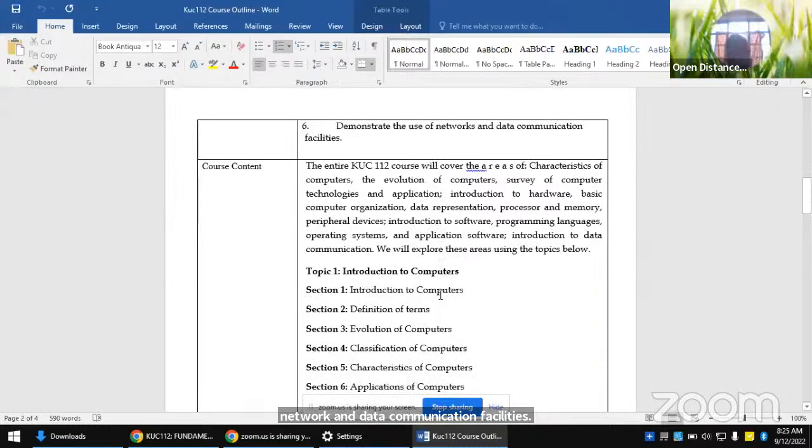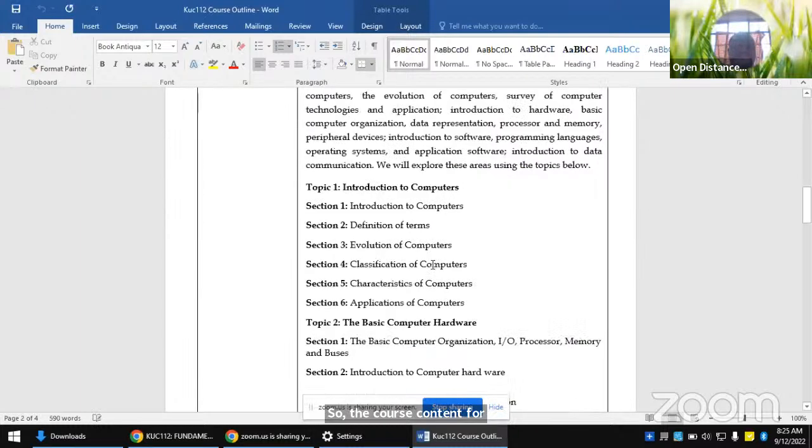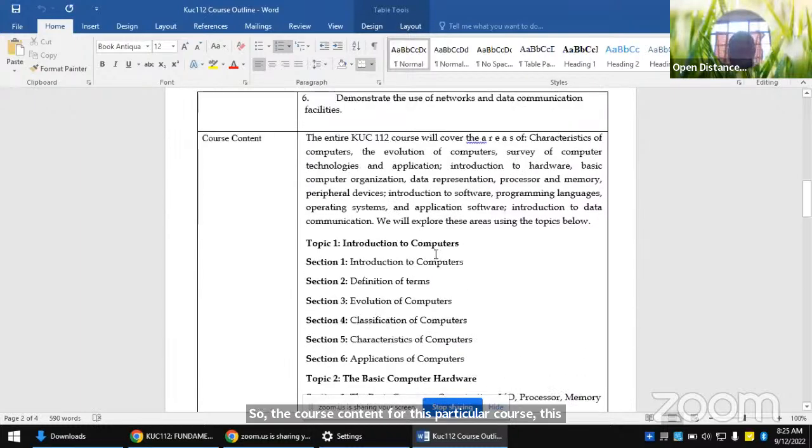So the course content for this particular course, this is how it is arranged. And you will find it on the LMS. When you log into the LMS system, you will find the content well arranged, and it's on a weekly basis. So get time, log into your LMS, and be able to learn more about this course. And at the end of this course also, you'll get recorded lecture notes that will be a link on your LMS, so that if you missed the course out, then you can listen to it later.